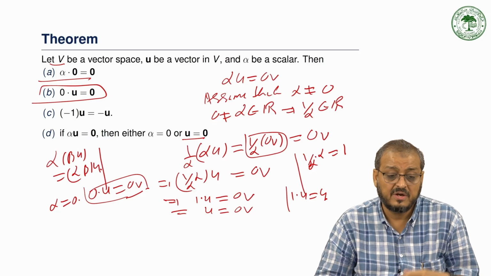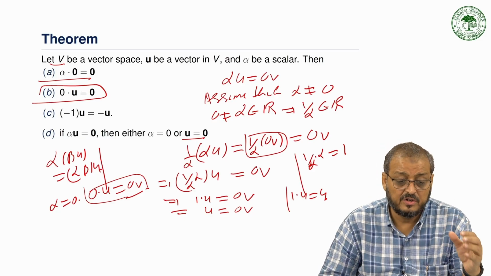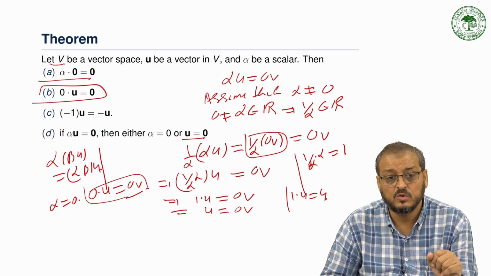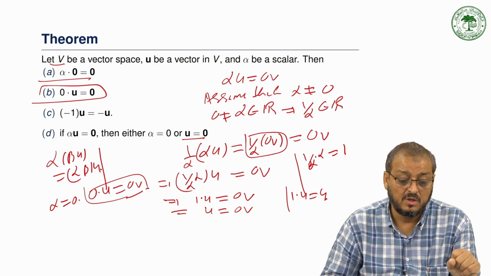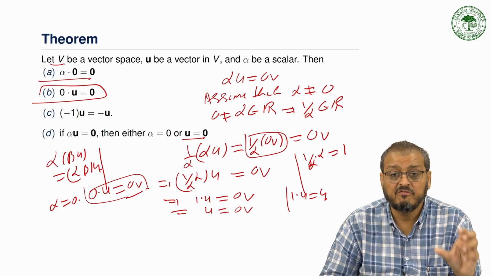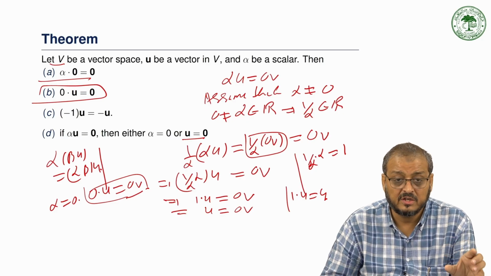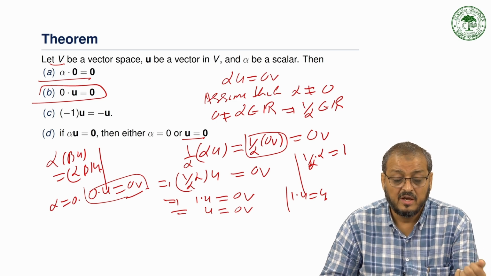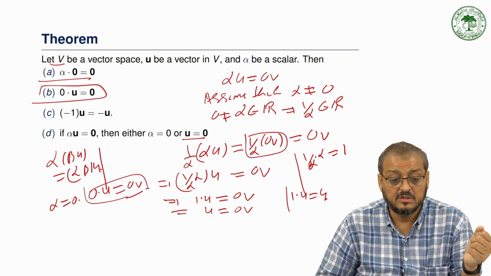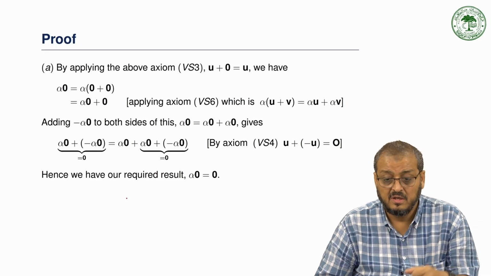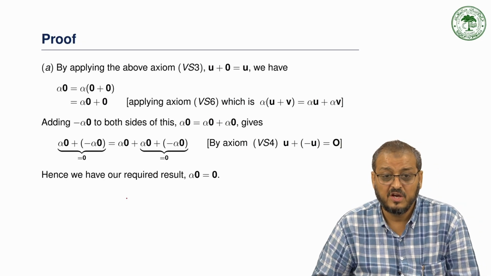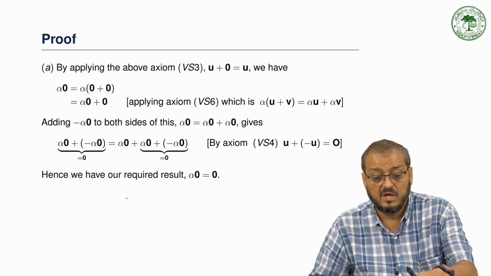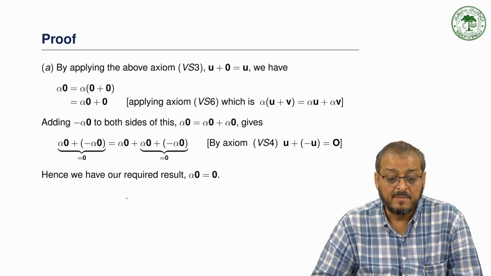That means if V is a vector space, then alpha into the 0 vector is equal to the 0 vector, and the 0 scalar into u is again the 0 vector, and minus 1 into u is equal to minus u. And if a scalar and vector product is equal to the 0 vector, then either the scalar is equal to 0 or the vector is the identity element. So we complete this proof. I have just written this proof in this way, using the axioms of vector spaces, so what I proved I am writing in this form.